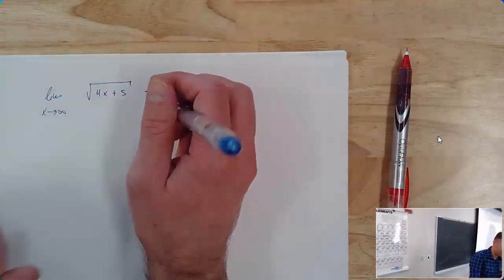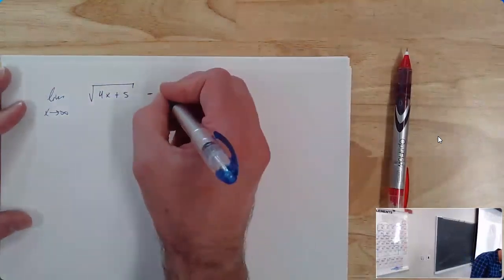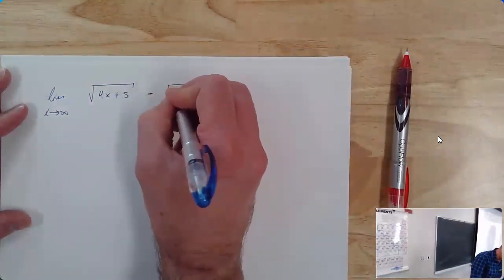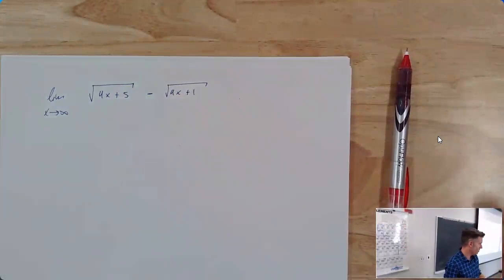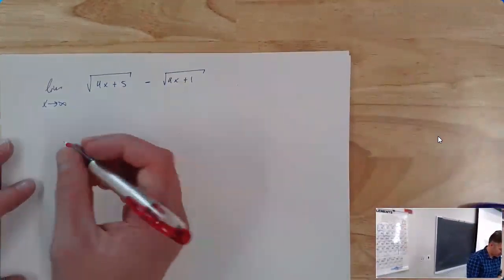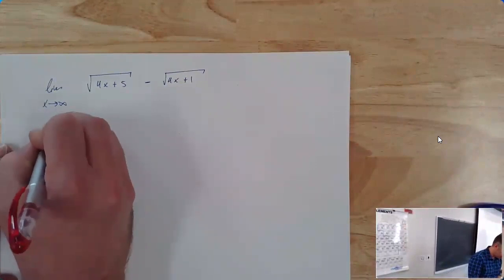Oh, I know what they do. They do something weird like that. That's what they do. Okay. Minus the square root of like 4x plus 1. That's an infinity minus infinity form. We'll probably do it, even though I don't want to. But then I've seen people also ask the following question.